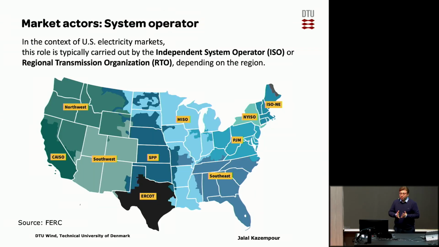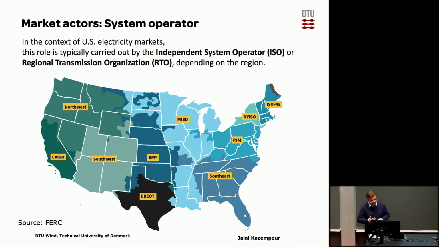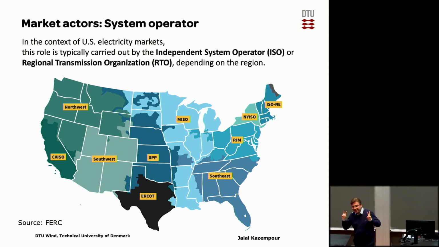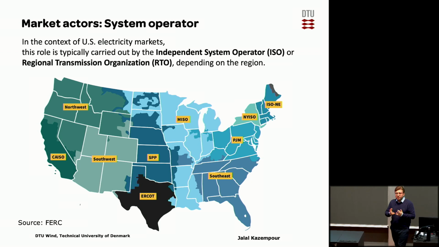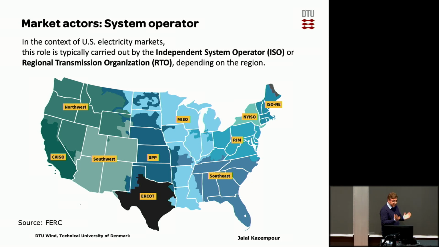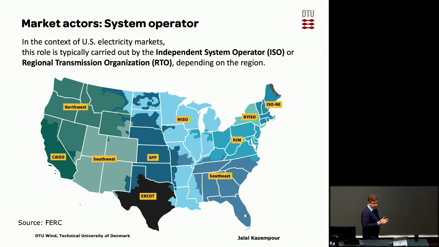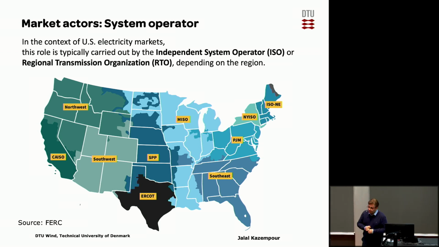Okay. But this was in the European context. In the US context, there is nothing called TSO. Usually it's called ISO, Independent System Operator, if there is a market. And if in the area there is no market, usually it's called RTO, Regional Transmission Organization. So here you can see different ISOs and RTOs in the US.